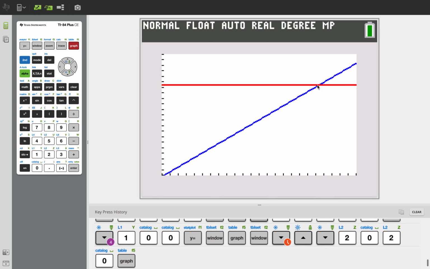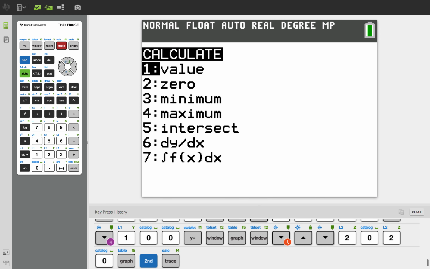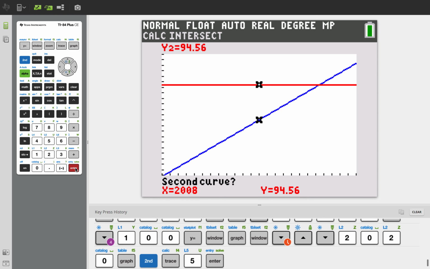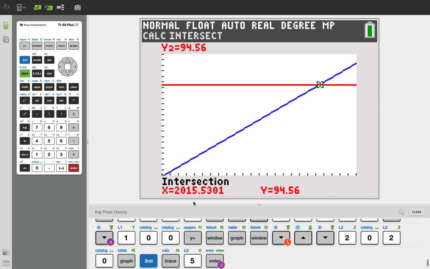So there it is. We need to find this intersection by doing second trace number 5, and you're going to press enter 3 times. Enter, enter, enter. This will tell you the year. Your x coordinate is about year 2015.5. So we can say approximately 2015, or if you round up, it would be 2016. I would go for 2016 because we're rounding up since it's 0.5. So I would say approximately the year 2016.